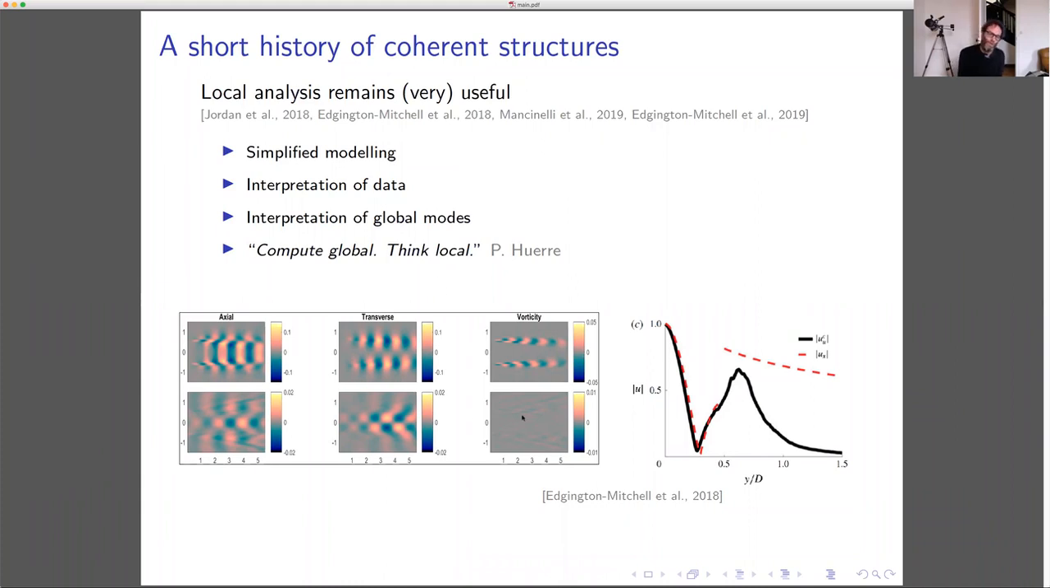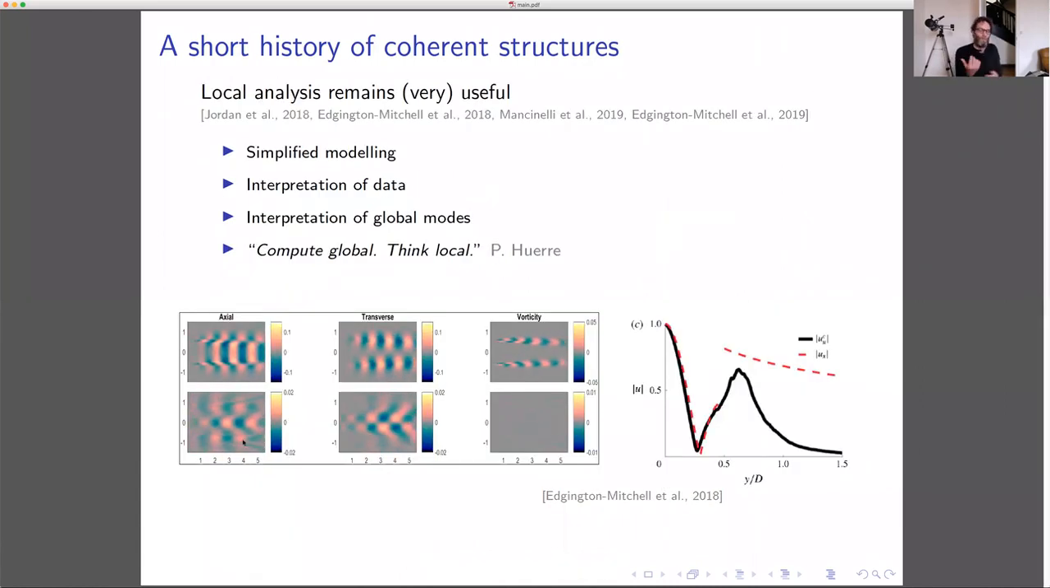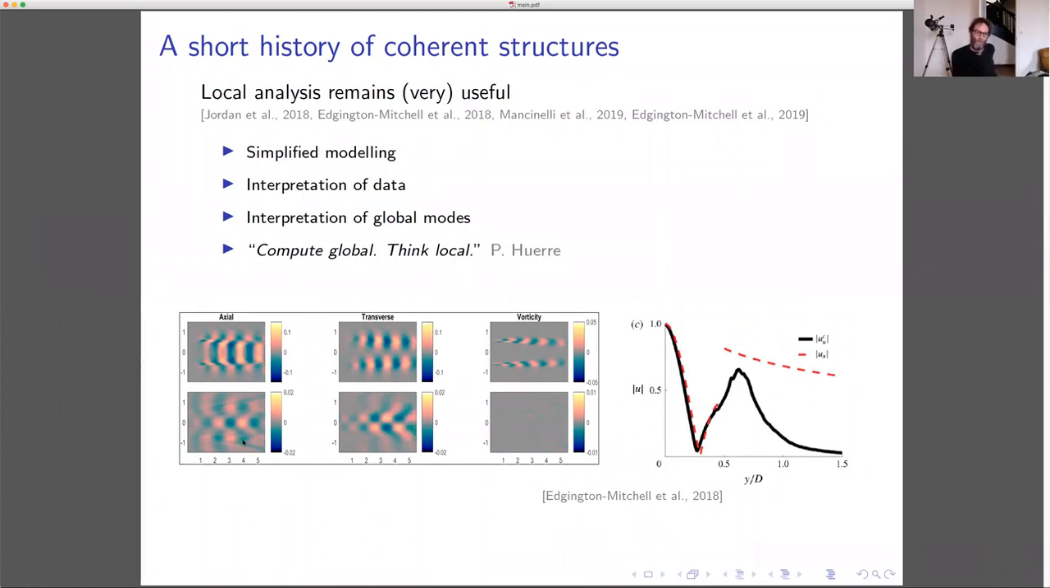I'm showing an example here from a recent study by Edgington-Mitchell and others, where he's extracted modes from a supersonic jet, an underexpanded supersonic jet, which is in a resonant condition that we call screech. And if the video would play again, you'll see these modes moving. So things moving upstream and downstream. These are basically the k+ and k- modes, so the downstream and upstream propagating modes that couple to create the resonance.